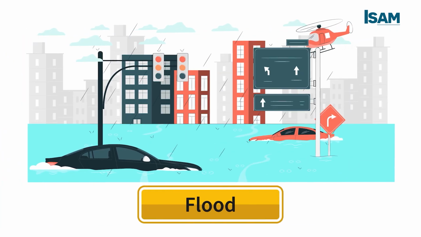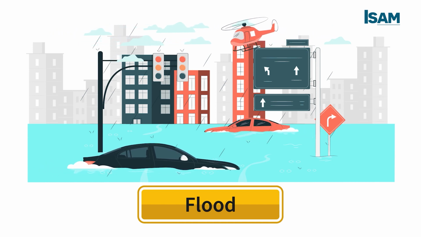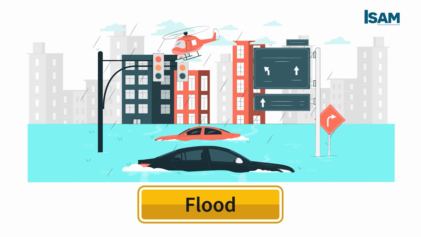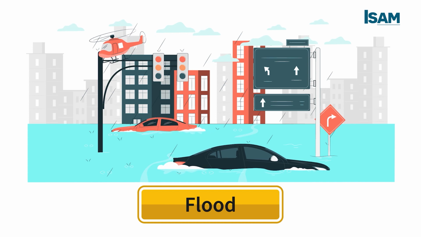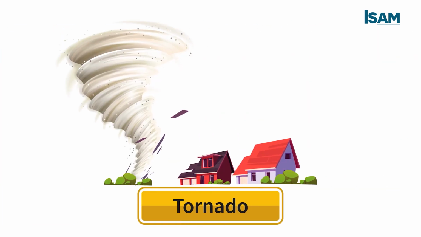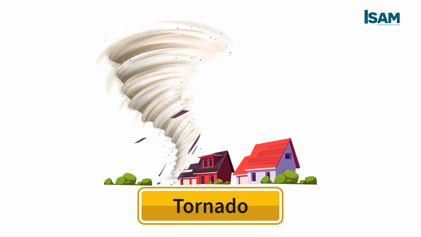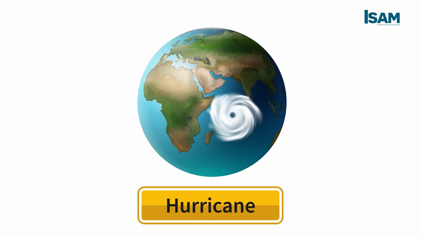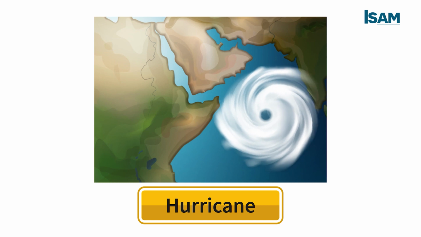Flood. A flood occurs when it rains a lot and the water in a river gets so high that it overflows the river banks and invades surrounding areas. Tornado, extremely strong winds concentrated in one area. Hurricane, a large circular storm with strong winds.